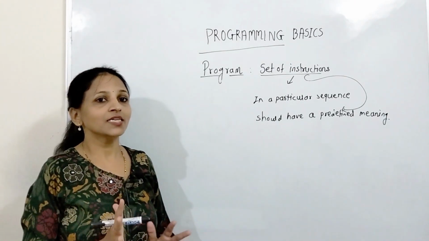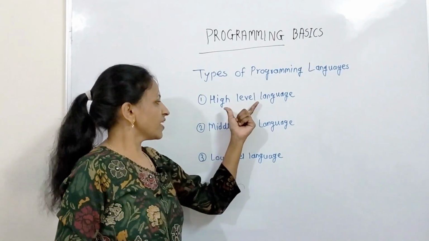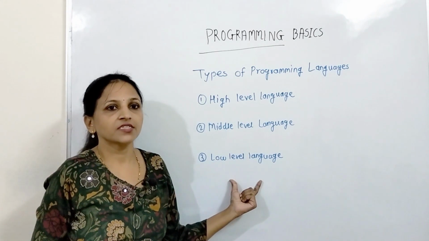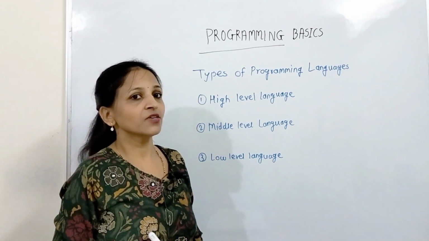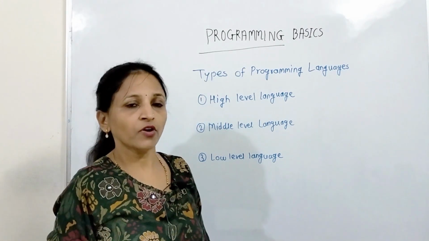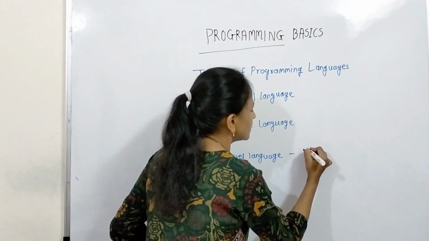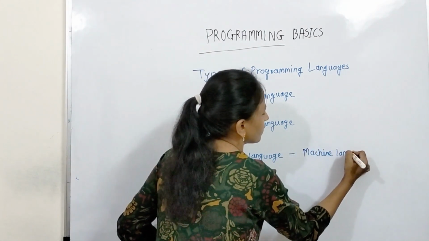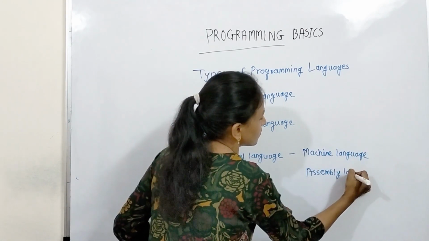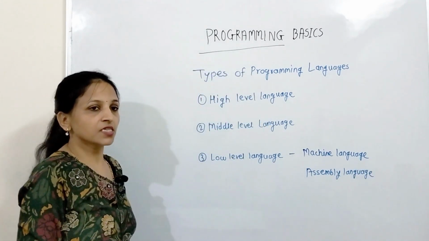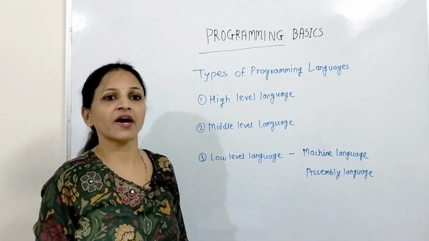There are basically 3 categories of programming languages that I am going to explain now: high level language, middle level language and low level language. I am going to start with low level language. Low level means very close to the machine. The languages that come under this category are machine language and, second, assembly language. These two come under low level language. Low level means very easily understandable by the machine.